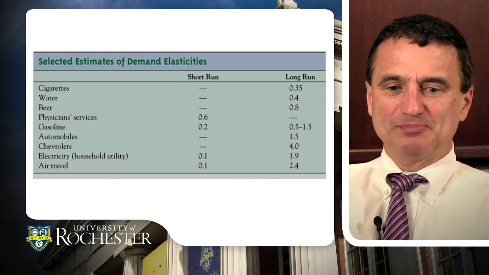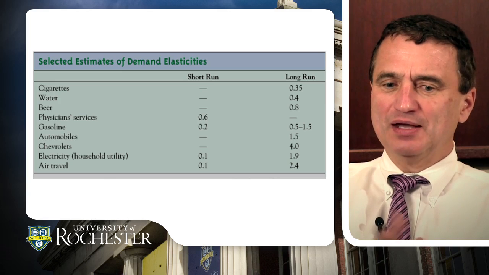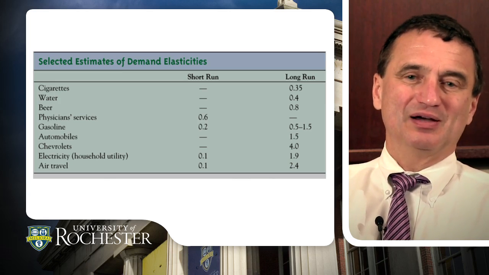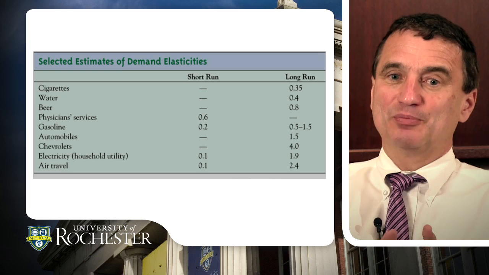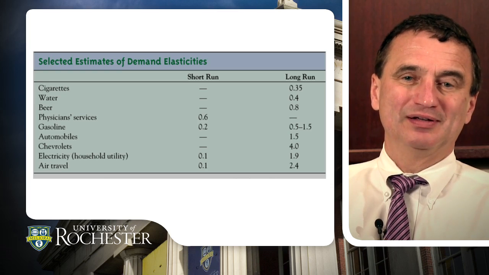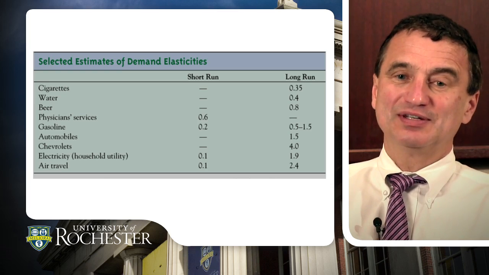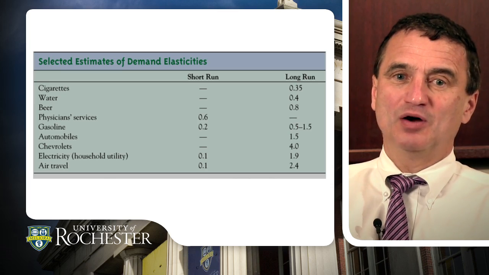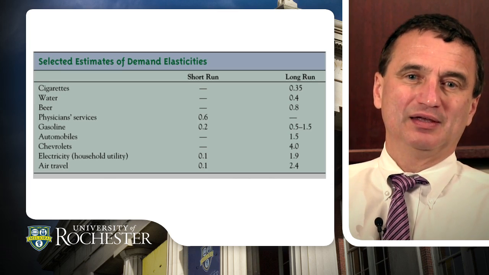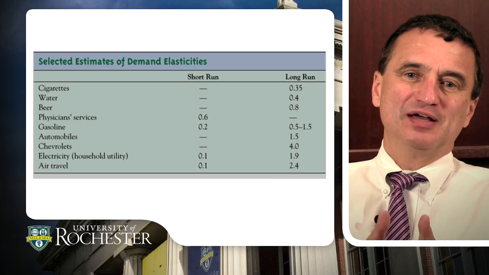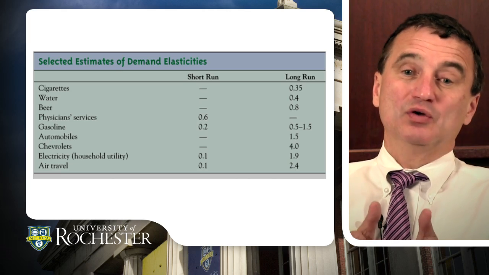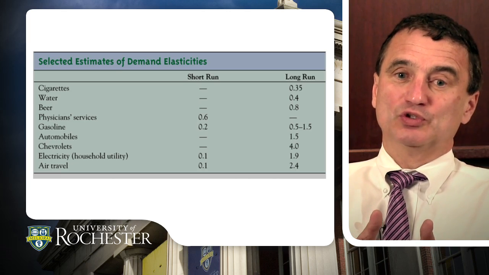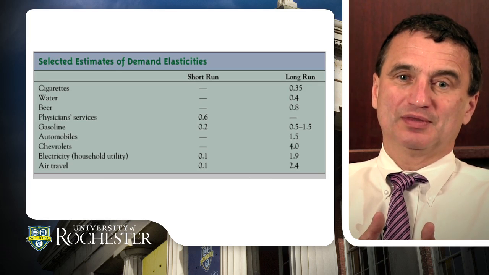In a few other interesting notes, physician services. We often think that consumers are pretty insensitive to the price that's paid for medical care. However, the leading estimates indicate that there is some sensitivity on the order of 0.6. And what that means is if the prices of medical care went up 10%, the quantity demanded of those services would go down by 6%.